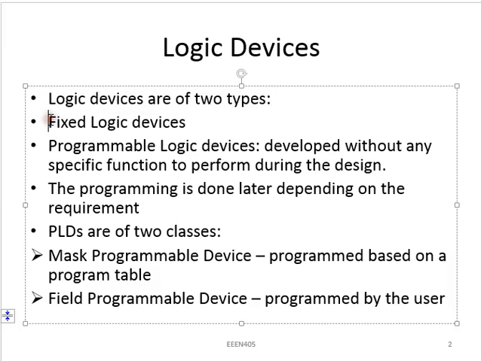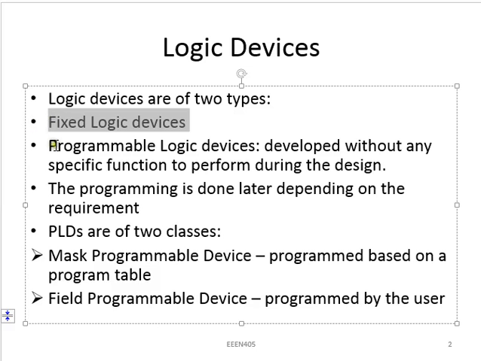The first one is called the fixed logic devices, and these fixed logic devices are nothing but the gates we use to implement any Boolean function, and they are in such a way that the moment you use them to design, they are there permanently.